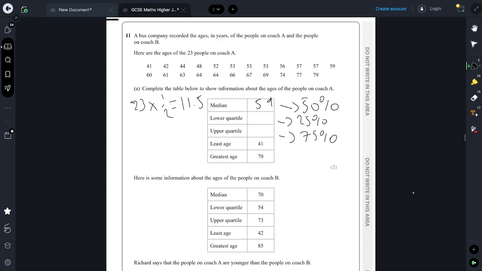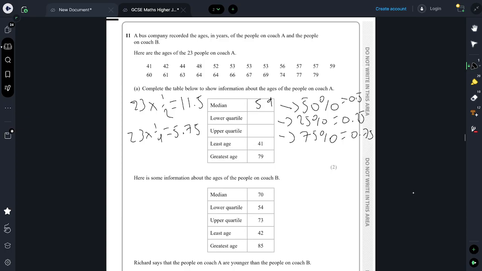And then with the lower quartile, it's 25%, which is 0.25. You can convert this to a decimal to help if you want: 0.25 or a quarter. 23 times a quarter. You don't have to be exact with this as long as you know roughly where it is. It's going to be just under 6, like 5.75. 5, 10, 15, 20, 20.75, 21.5, 22.25. So it's exactly 5.75.